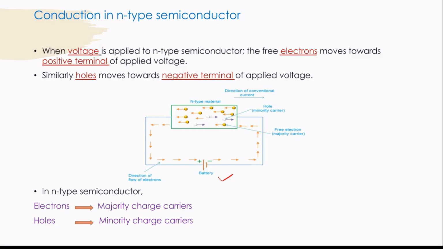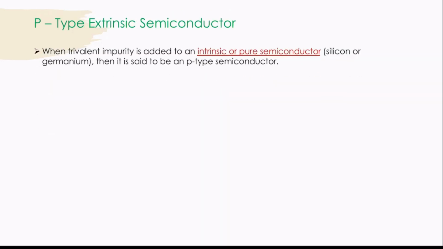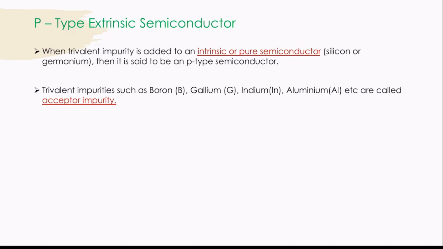That's why in N-type semiconductors, the electrons are the majority charge carriers and the holes are the minority charge carriers. Next is P-type extrinsic semiconductor. When trivalent impurities are added to the intrinsic semiconductor, or the pure form of semiconductor, those types of semiconductors are called P-type extrinsic semiconductors, and these trivalent impurities such as boron, gallium, indium, aluminium are also called acceptor impurities.